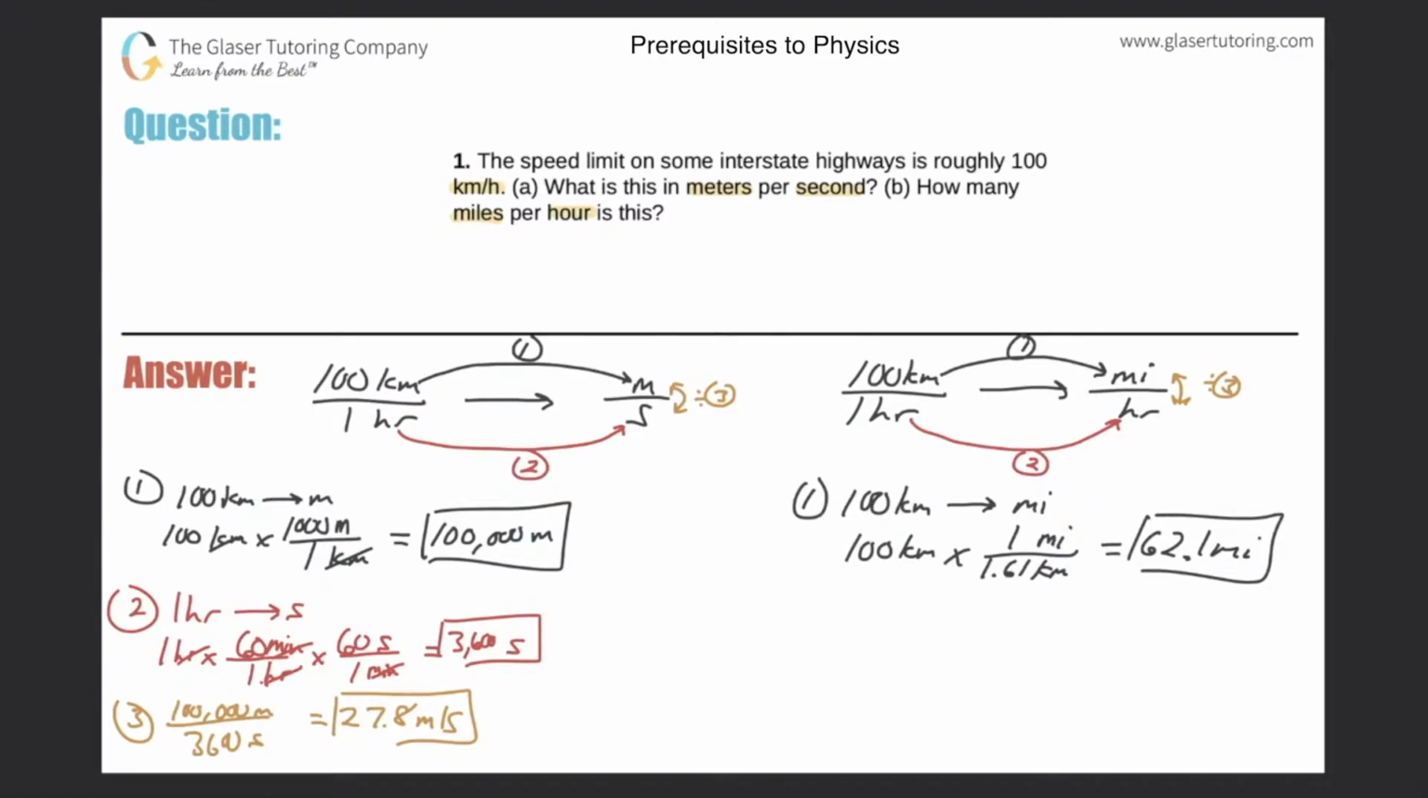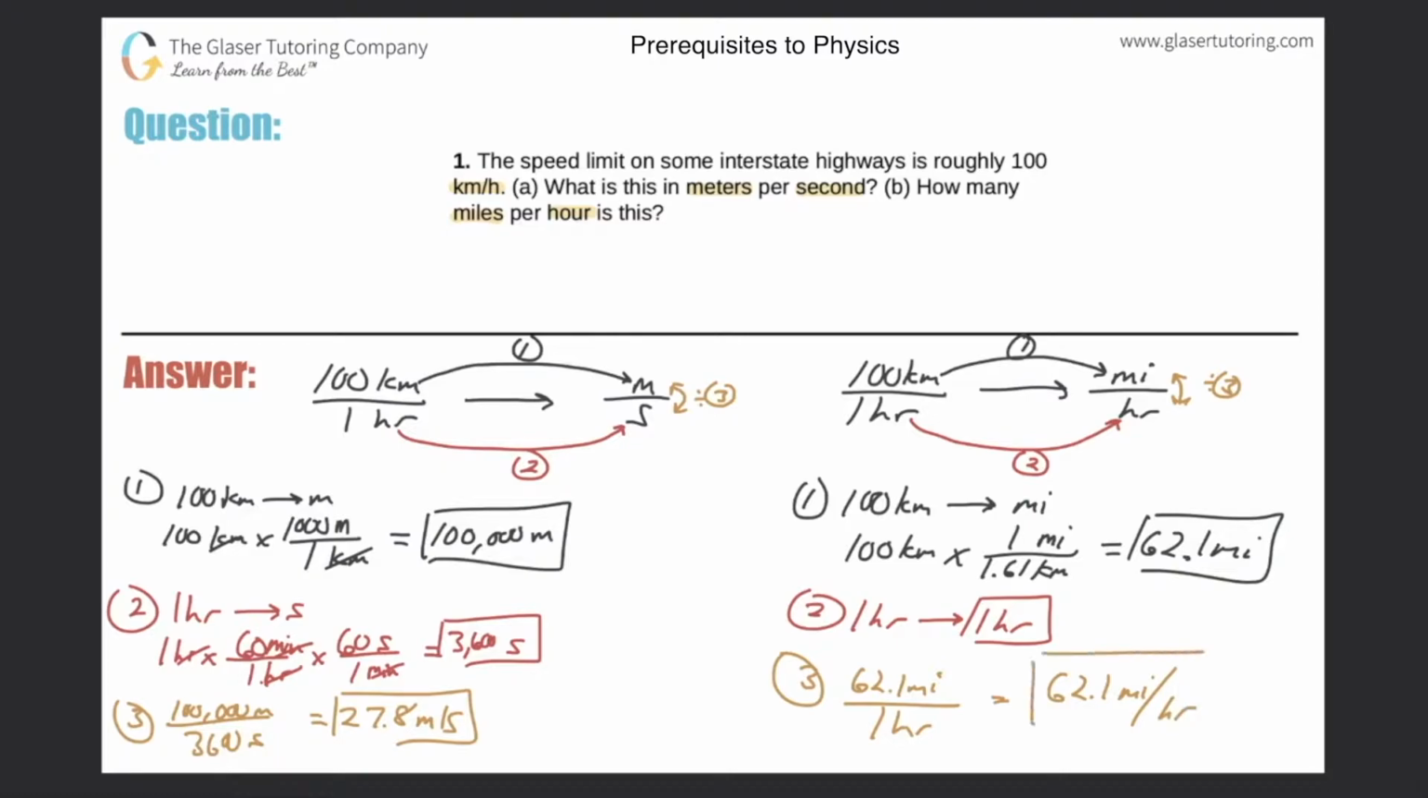Now part 2, we have to take 1 hour and convert that into hours. I guess that's just going to be 1 hour. Okay, so that should be pretty straightforward. And then part 3 is going to be to actually now do the division. So we're going to take 62.1 miles and divide that by 1 hour. And when we do that, obviously it becomes 62.1 miles per hour. Final answer.